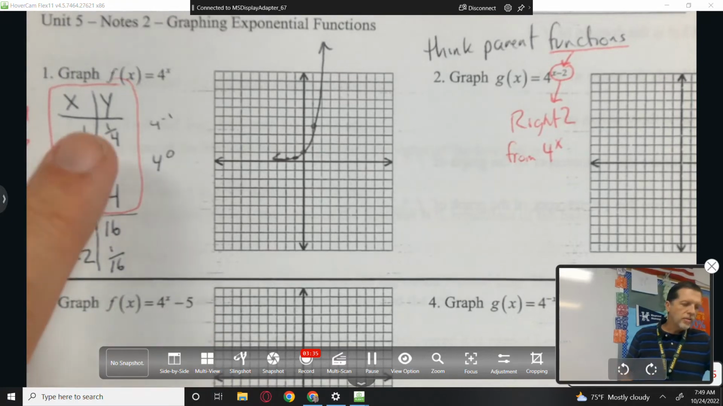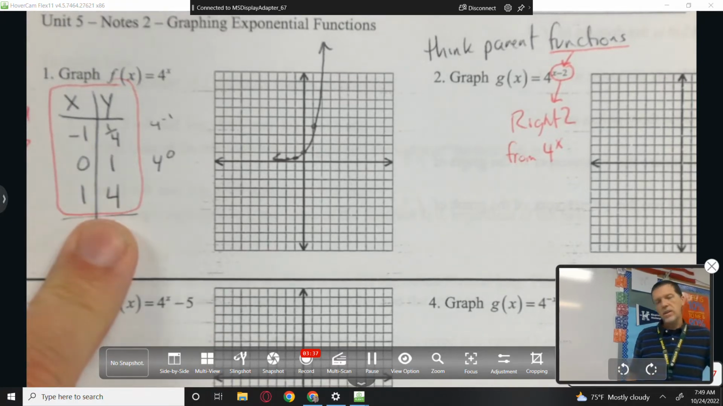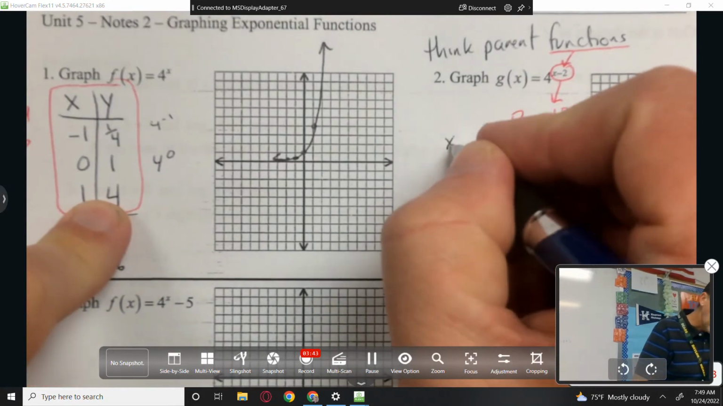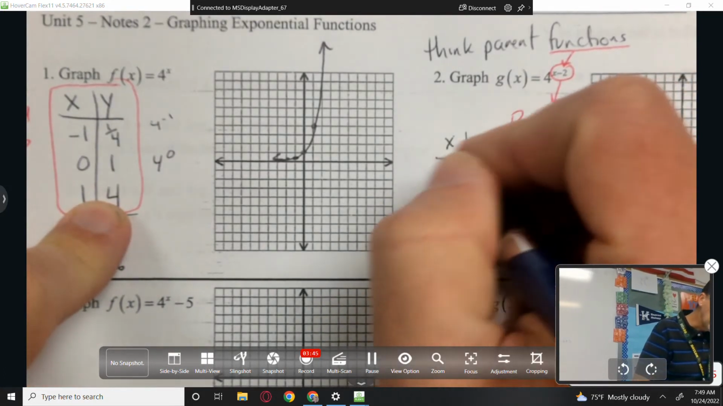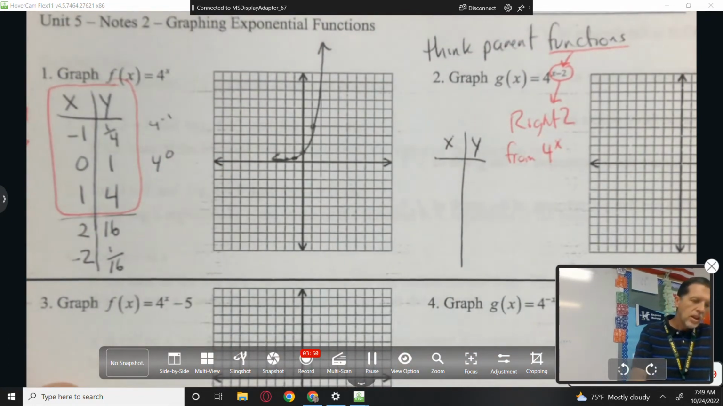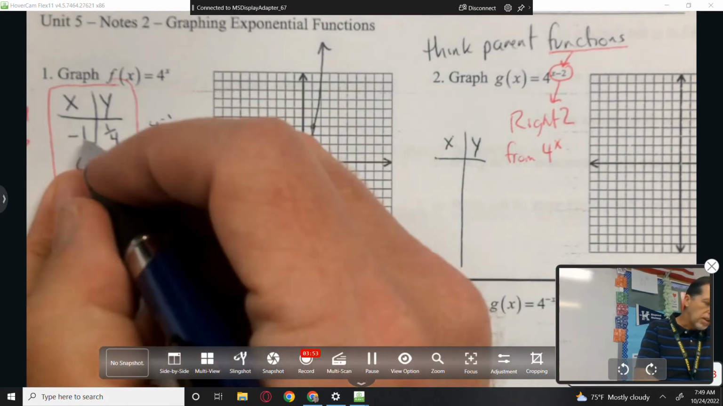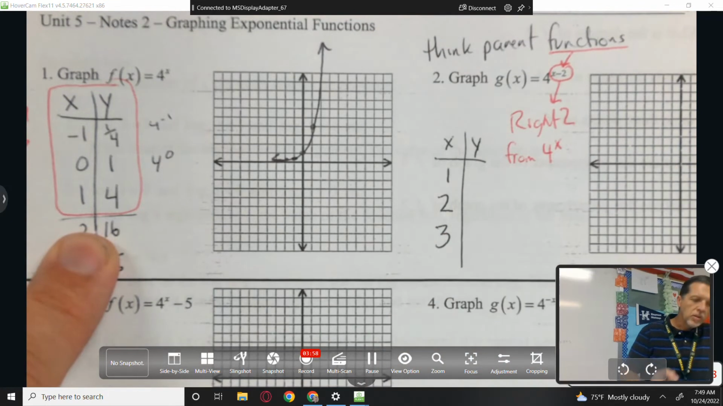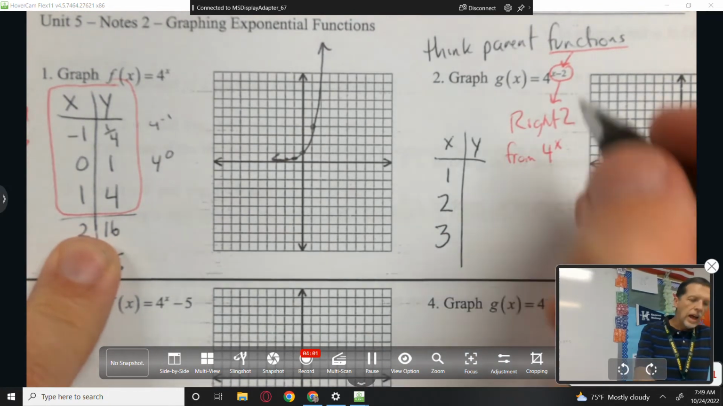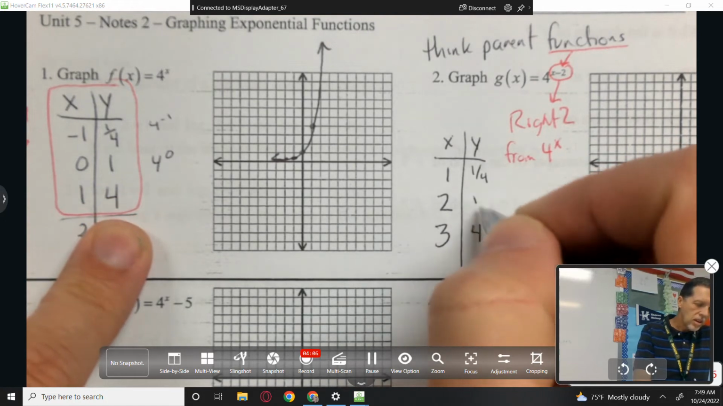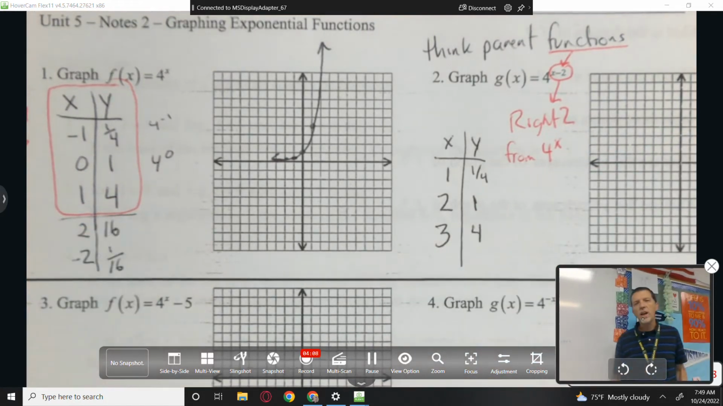So we look back at our 4 to the x graph or table. Some people will redo the table, other people will just sort of in their head shift the graph 2, and that's fine as well. So right 2 means -1 goes to +1, 0 goes to 2, 1 goes to 3. And then I'm not changing my y's because I did not move it up or down. So there's my new table of values.